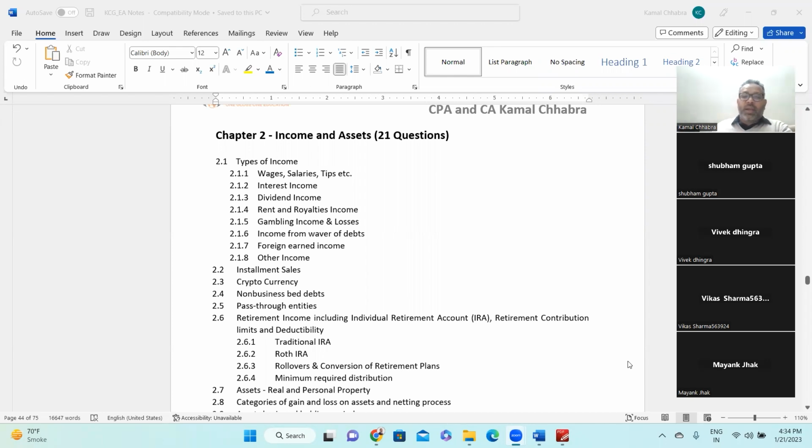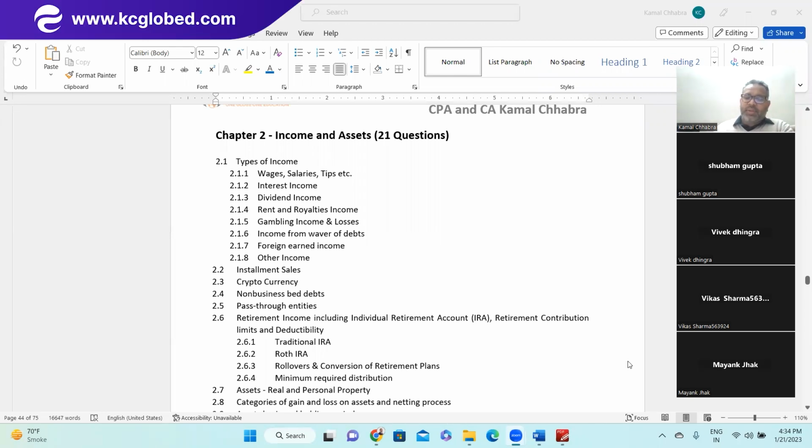So in today's class, we'll be starting with the retirement income, including individual retirement account and retirement contribution limits and deductibility, in which we'll be understanding traditional IRA, Roth IRA, within the traditional, deductible IRA and non-deductible traditional IRA, right? And then we'll be understanding rollover and conversion process from one IRA to another IRA, and then minimum required distribution after a specific age, which is required from this IRA, which is the individual retirement account. So this all we'll try to cover and finish off today.